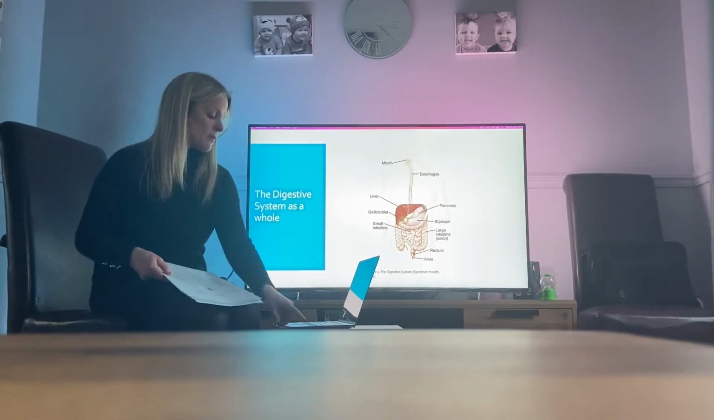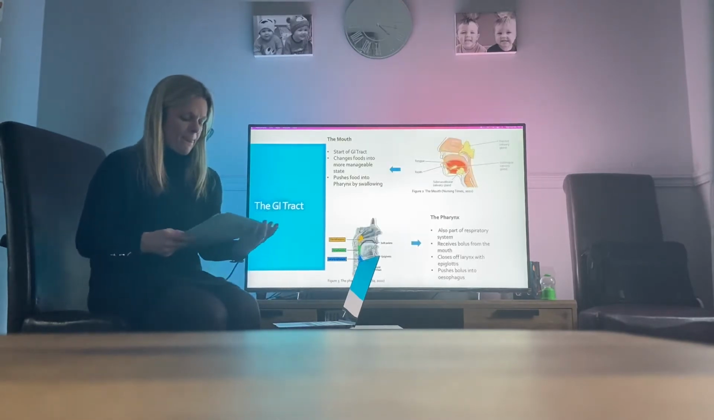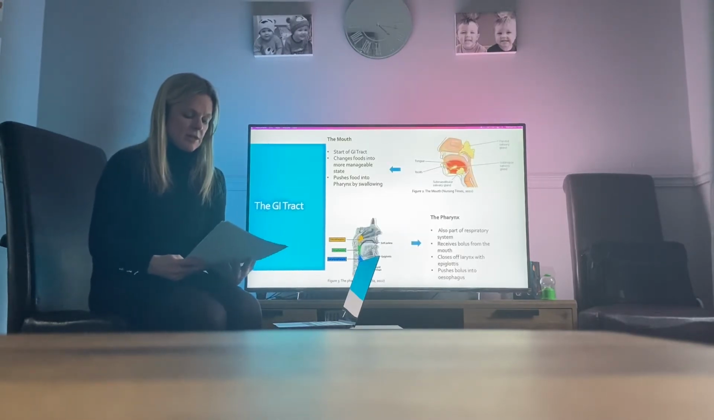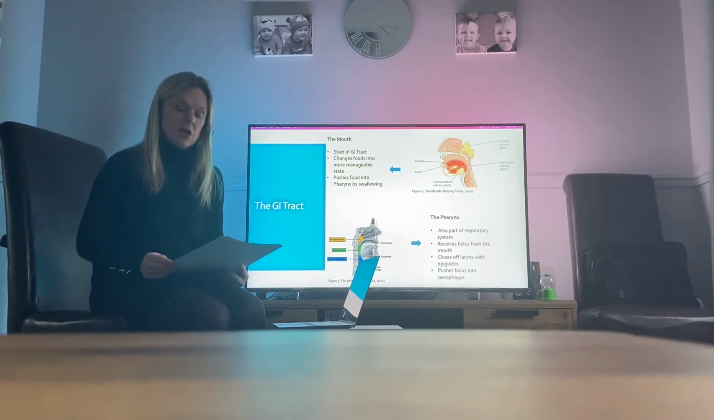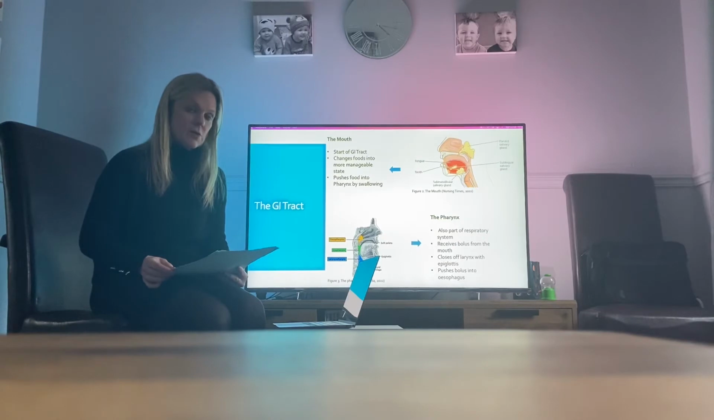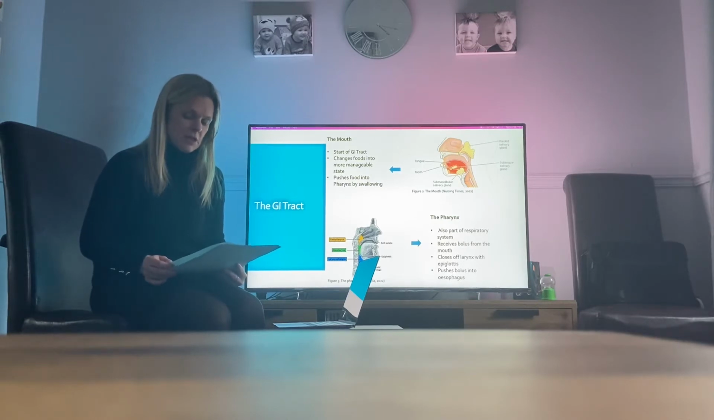Firstly, the mouth. The mouth is the beginning of the GI tract, and as you can see in the figure 2 diagram, it consists of the teeth, tongue and salivary glands. As soon as you take a bite of food, the digestive system begins its work. The teeth tear and chew the food into pieces of a more manageable size, and then the tongue mixes these with saliva during chewing, known as mastication.